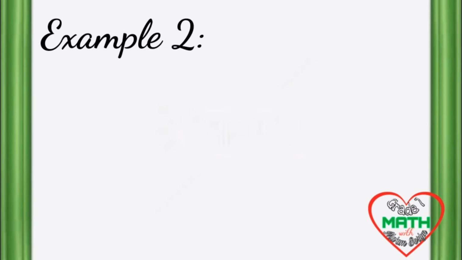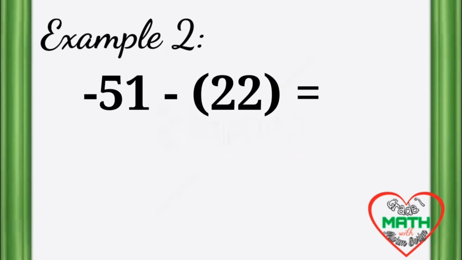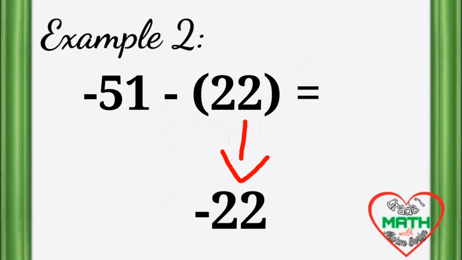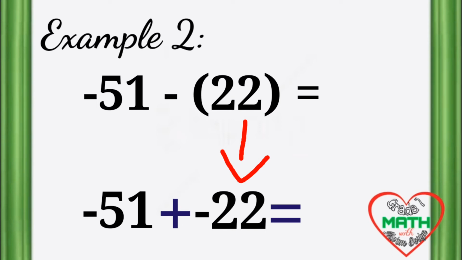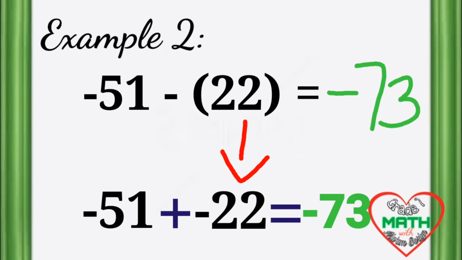Another example, negative 51 minus positive 22. We will change first the sign of the subtrahend from positive 22 to negative 22. We will copy the same minuend, then proceed to addition. Negative 51 plus negative 22 is equal to negative 73. Therefore, negative 51 minus 22 is equal to negative 73.